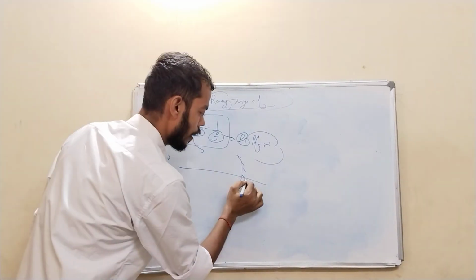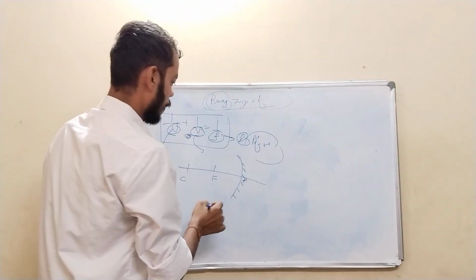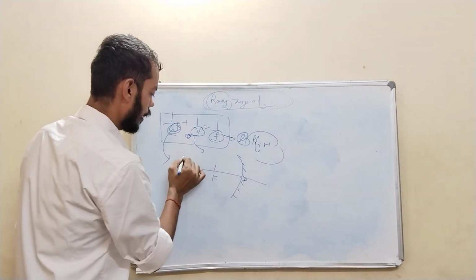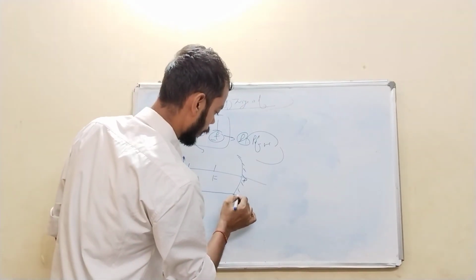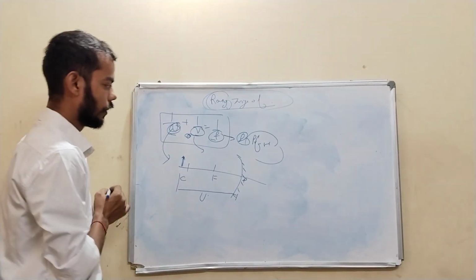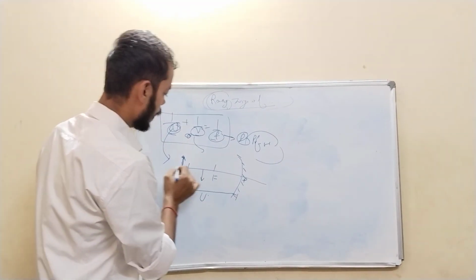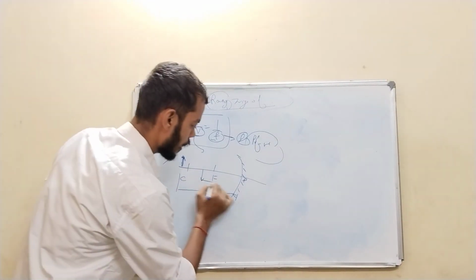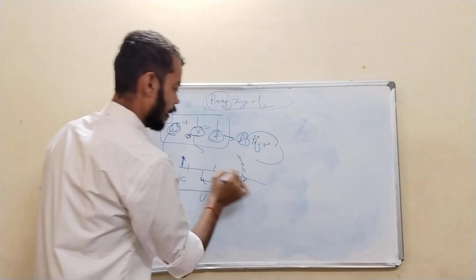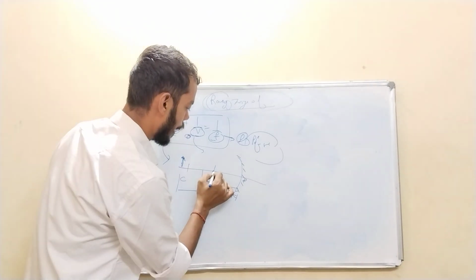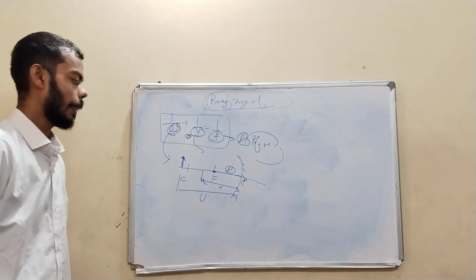For example, this is the pole, this is the focus, this is the center of curvature. Suppose we place an object here. The distance from here to here is u. Suppose the object is placed here and the image is formed here. The distance between the pole and the image is v, and the distance between the principal focus and the pole is known as the focal length of the mirror.